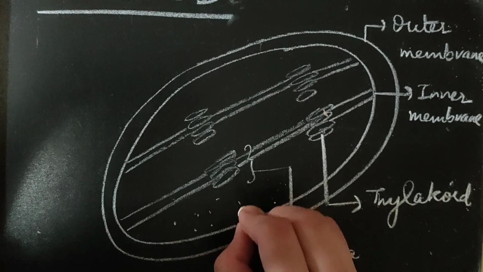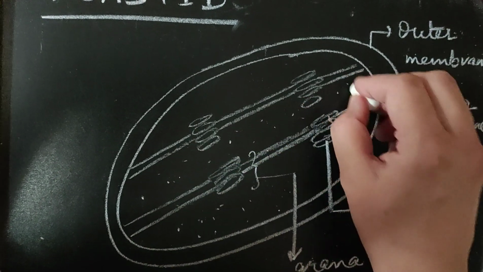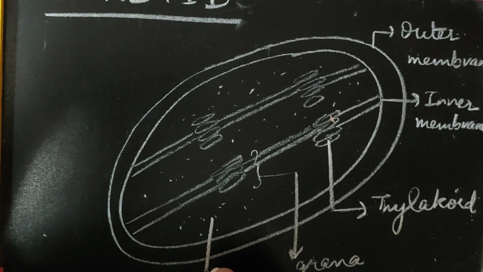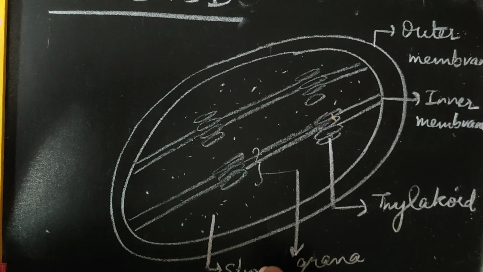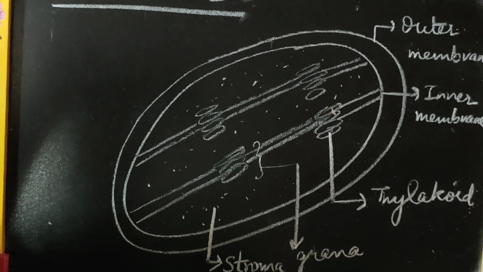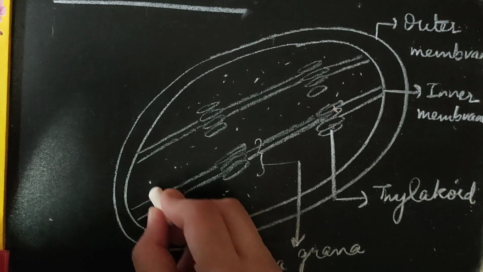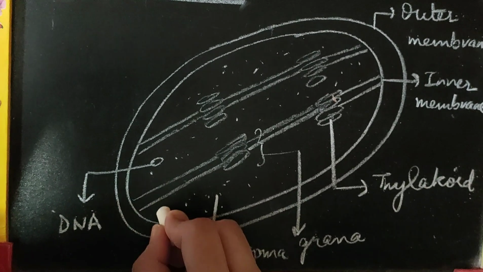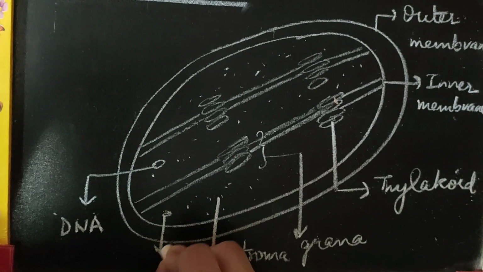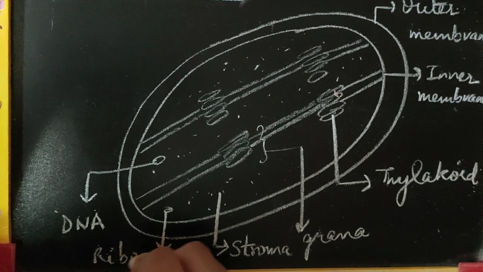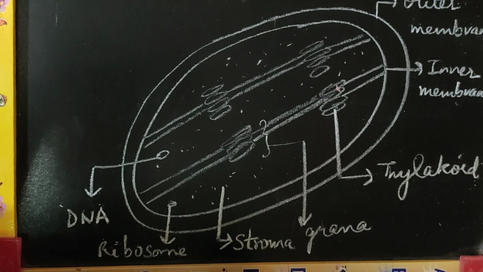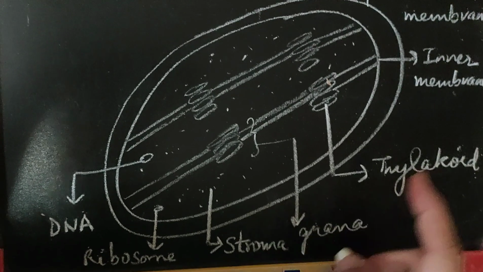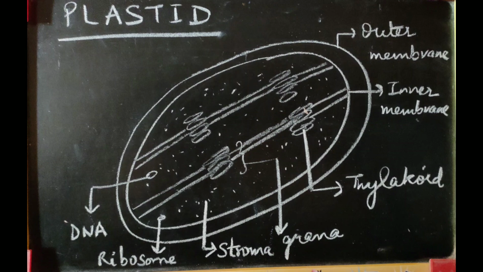Also inside the plastid is present this liquid content called as stroma. Stroma contains DNA and ribosomes. So this is the DNA present inside the stroma, and we'll also label the ribosome present inside. We had mentioned earlier also, ribosome are the protein factories that help in synthesis of protein. So this is what a plastid looks like.